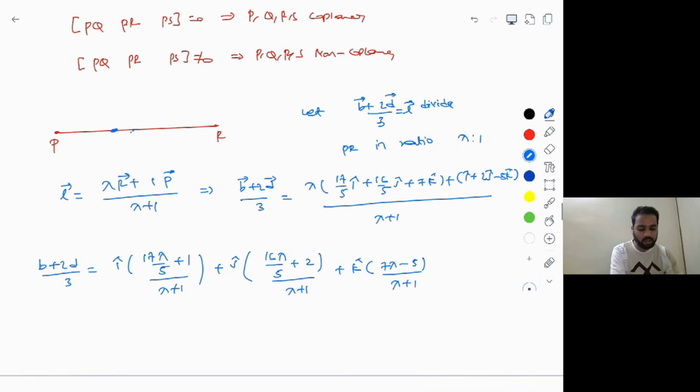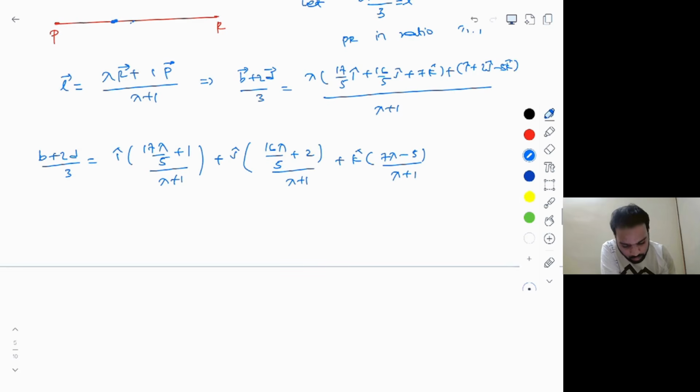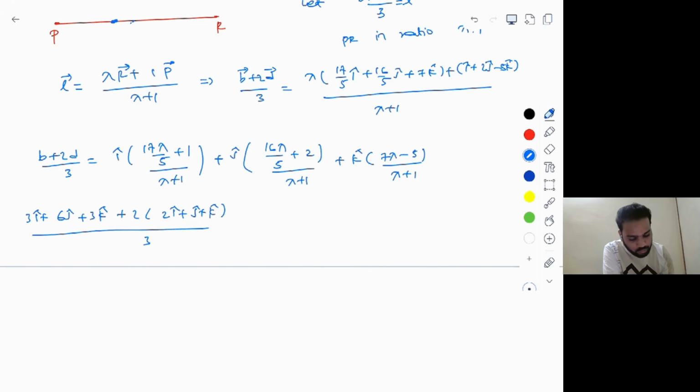And on the left hand side also, we can substitute the values of b and d here, right? So let's do that. On the left hand side, b is given as 3i plus 6j plus 3k, plus 2 times d bar. D bar is also given to us in the question, 2i cap plus j cap plus k cap, whole divided by 3. So if you calculate this, this will be 4 plus 3 is 7, 7i cap plus 8j cap plus 5k cap, whole divided by 3. Okay.